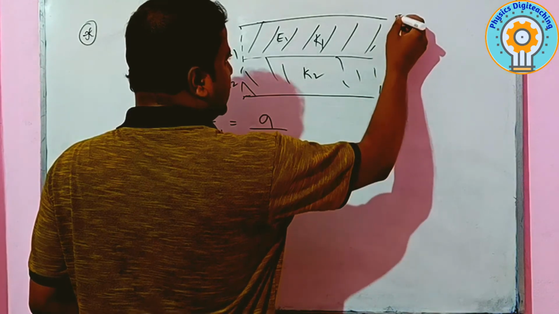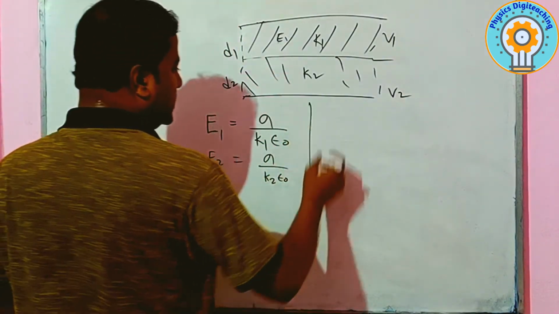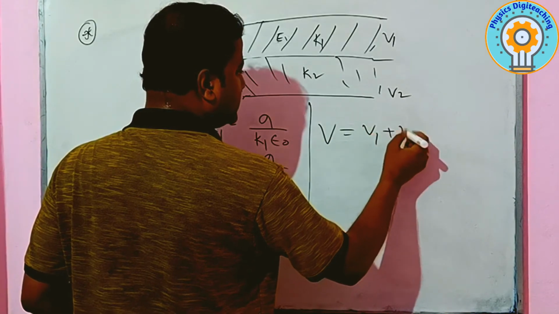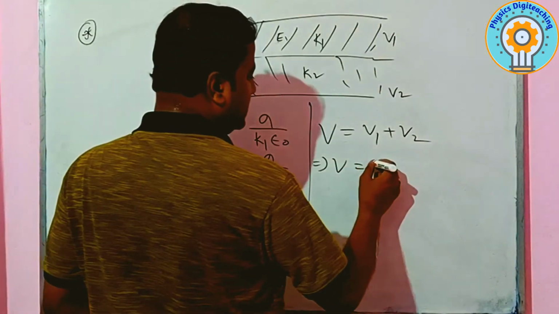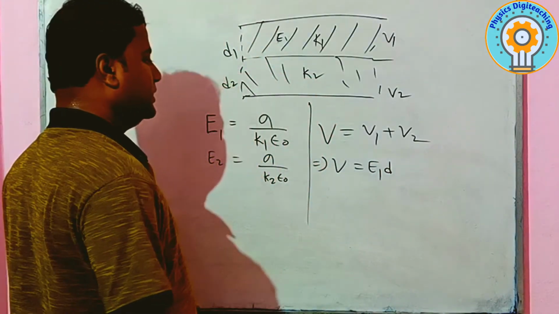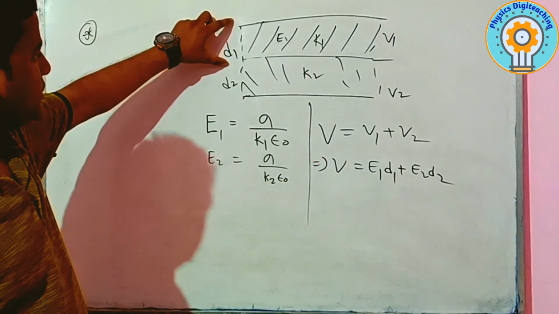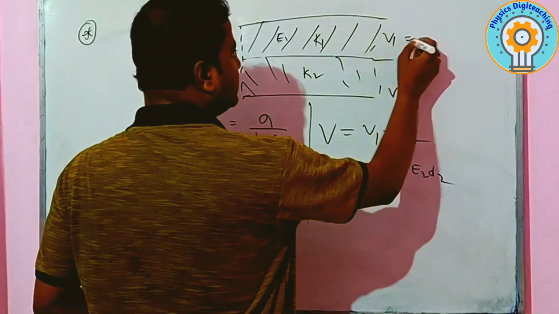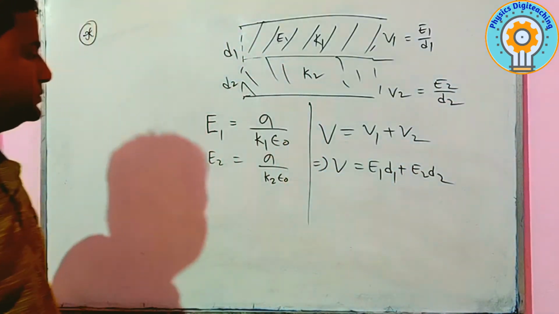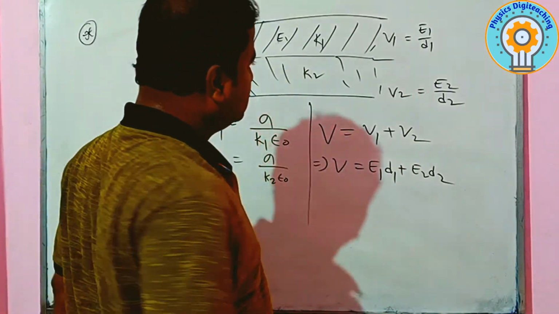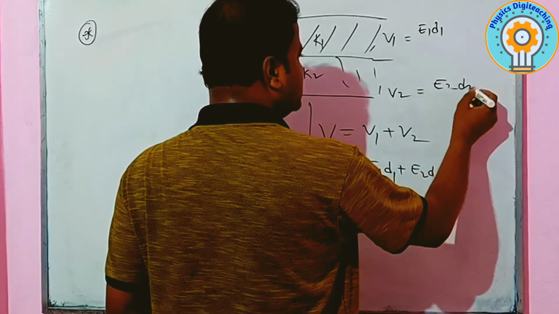Now we define the potential difference between these two plates. This is V1 and this is V2. Then total potential difference V equal to V1 plus V2. What is V1? Here V1 equal to E1 into d1, and V2 equal to E2 into d2. So V1 equals E1 d1, and V2 equals E2 d2.